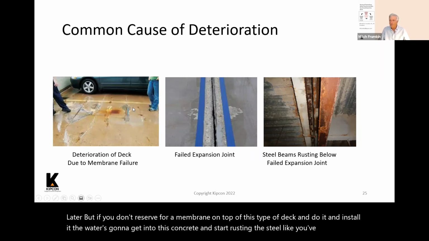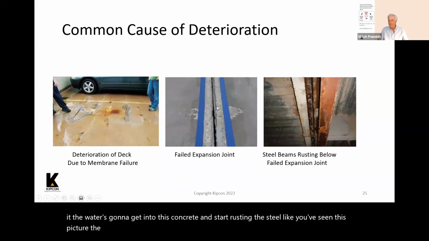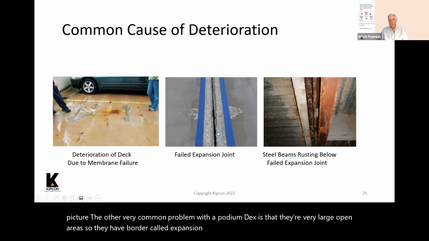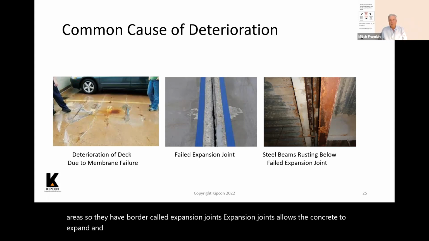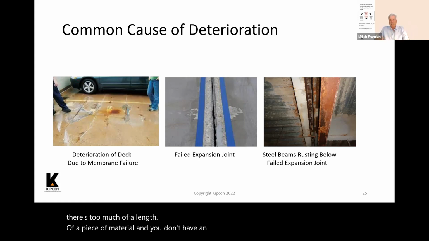this picture. The other very common problem with podium decks is that they're very large open areas. They have what are called expansion joints. Expansion joints allow the concrete to expand and contract. As the temperatures go up and down, materials expand and contract. If there's too much of a length of a piece of material and you don't have an expansion joint, it may start cracking the material and it will create its own expansion joint.